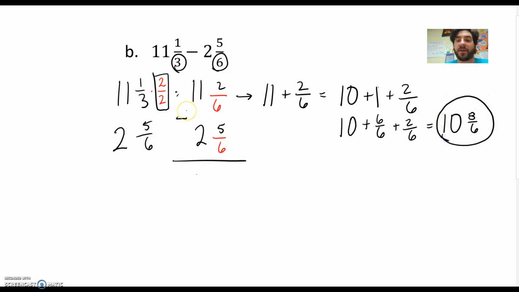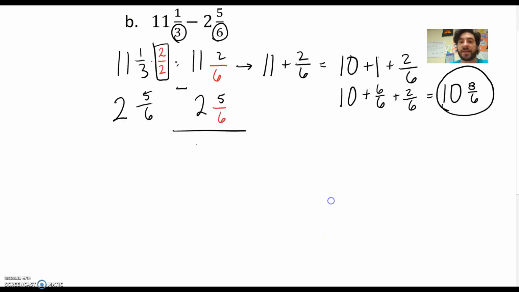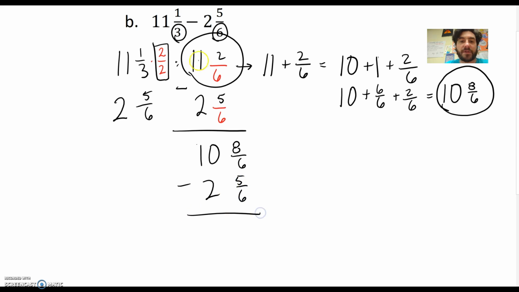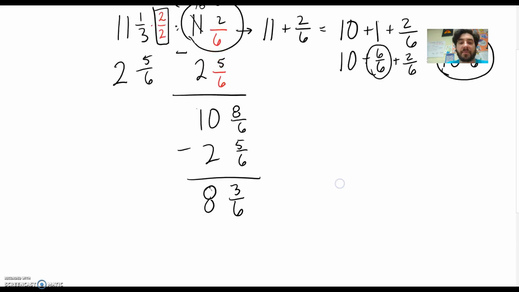So 11 and 2/6 is equivalent to 10 and 8/6. Now I can subtract, because I borrowed one whole and regrouped, and I made that one whole 6/6 and added. Now I can subtract and get 8. 8/6 minus 5/6 is 3/6. And then you'd want to simplify, and I know that 8 and 3/6 is equivalent to 8 and 1/2. Final answer. All right, good luck.